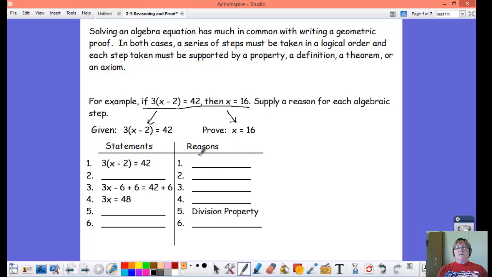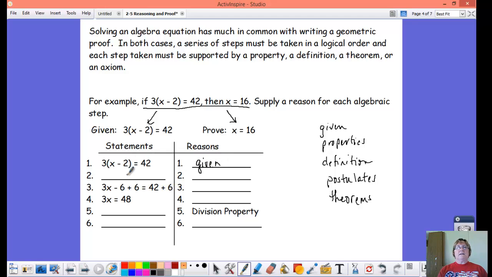The things that are allowable for us to use as reasons are given, which we're going to use right away, properties, definitions, postulates and theorems when we get to the geometric side of things. All of those are fair game for proof-writing reasons. In this proof, we're going to begin with what they gave us. So the first reason here is given. That's what they told us was true.